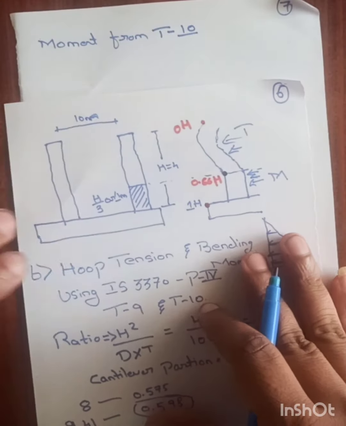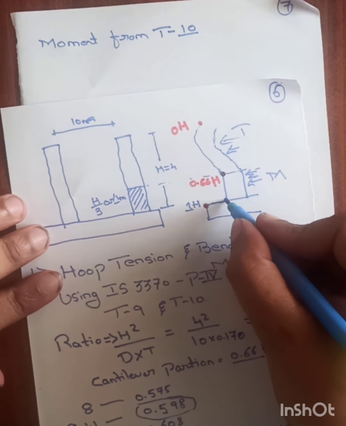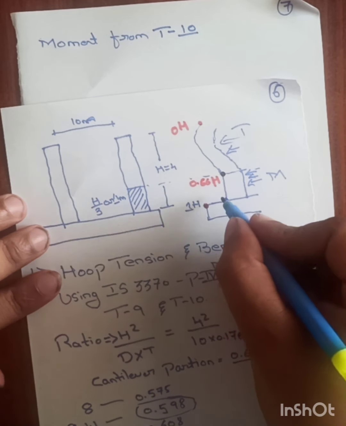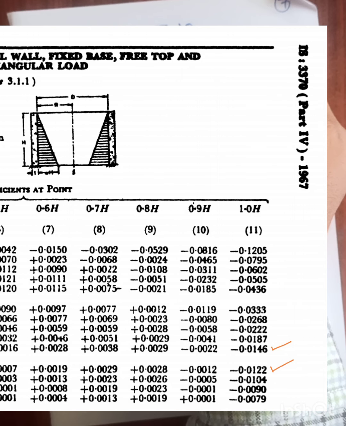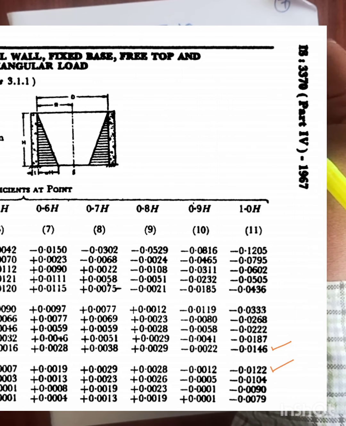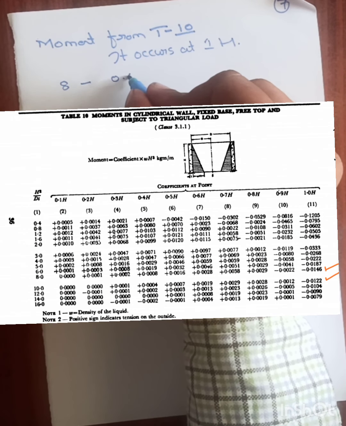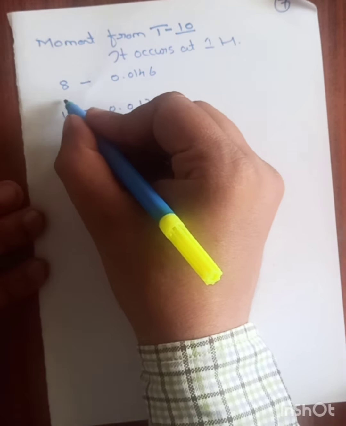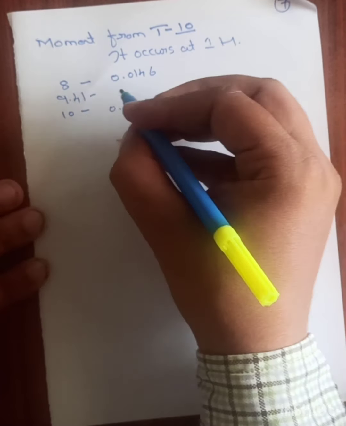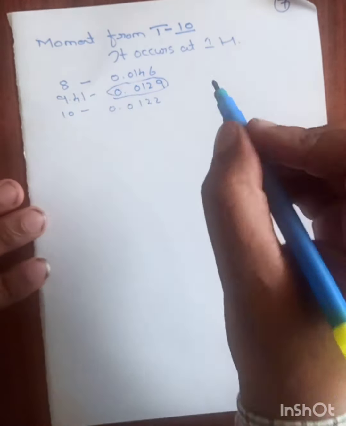Here the moment will be maximum at this point, that is at 1H. The moment will be maximum here at this point. So we need to find the coefficients at 1H. So for 8 at 1H, it is 0.0146. For 10, it is 0.0122. So we need to find for 9.41, which is 0.0129. So this is our coefficient.